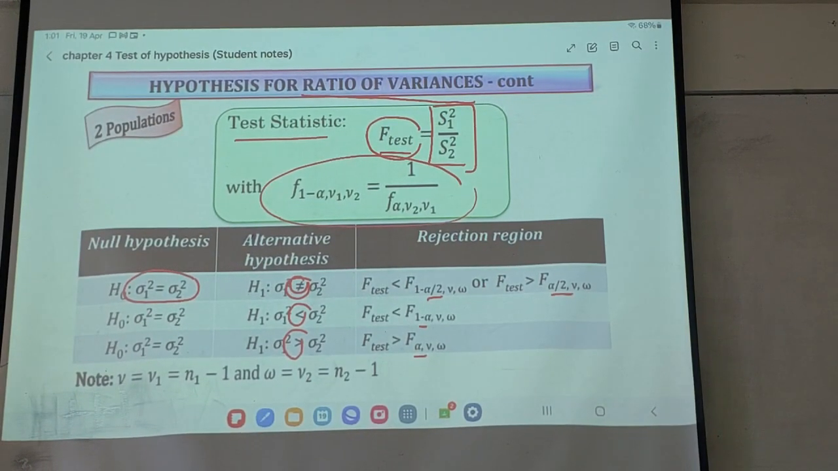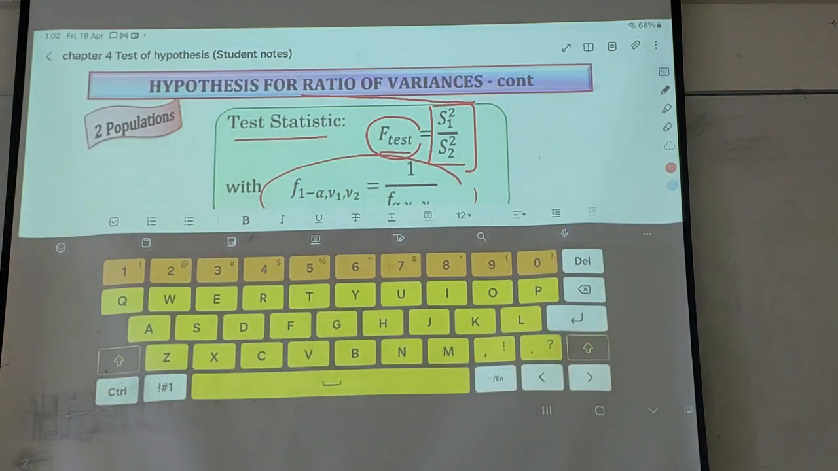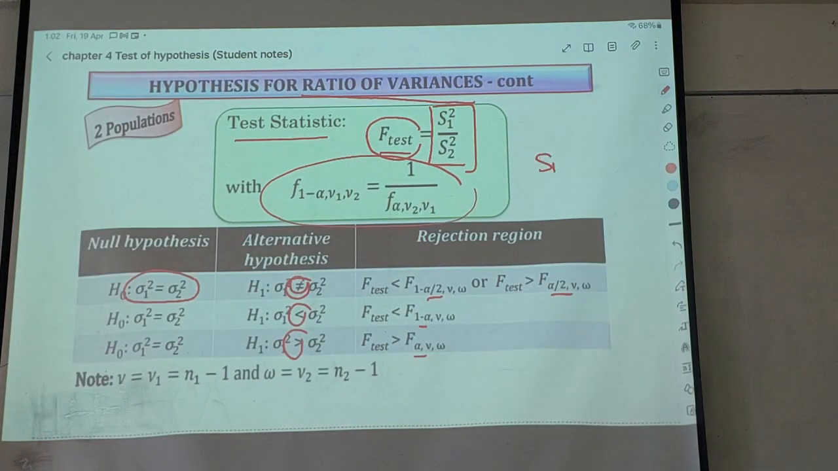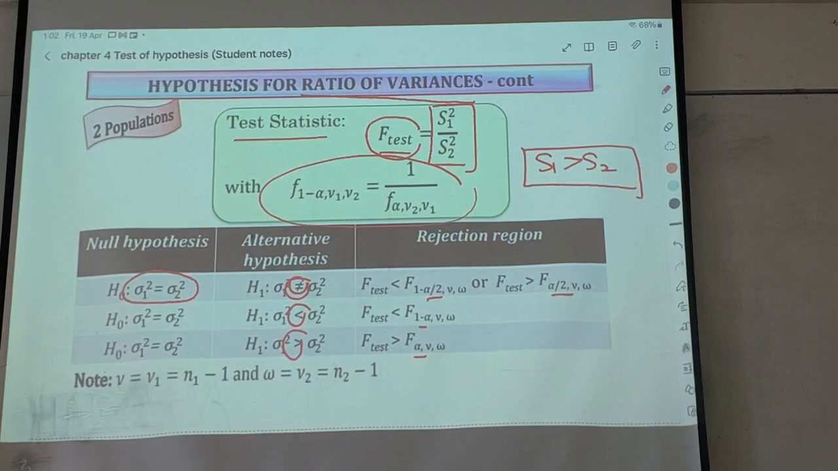Okay, this is the general equation, remember. S1 squared divided by S2 squared. But you must remember S1 has to be greater than S2. Okay, S1 always greater than S2. This is how it's applied. Understand? Okay, so back to here.